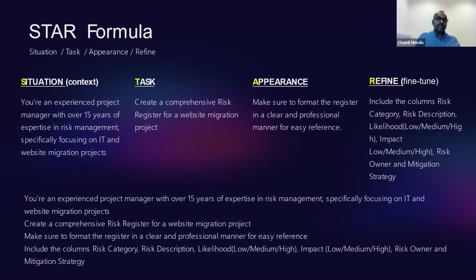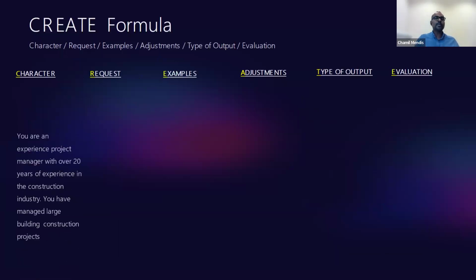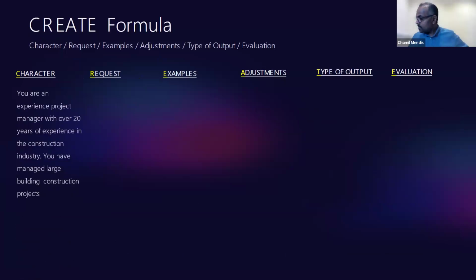So this is one type. We looked at RTF, then STAR, and now we will move to the next one, a little more complex: the CREATE formula. As the name implies, it stands for character, request, example, adjustment, type of output, and evaluation.